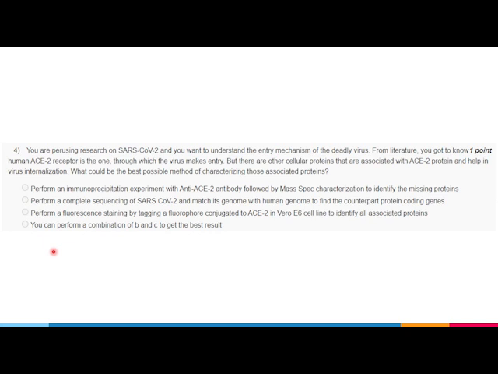Anyone wants to try and answer this? Dr. Rajesh says it is option A. That is, we perform an immunoprecipitation experiment with the anti-ACE2 antibody followed by mass spec characterization to identify the missing proteins. Anyone else wants to try? Ria says it is option B. Sequence the SARS-CoV-2 genome and compare it to the human genome to find the counterpart protein coding genes. Okay, and anyone else?